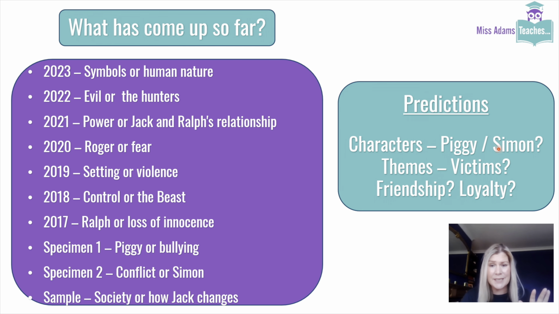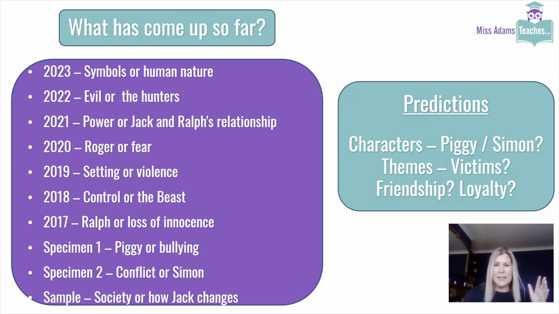The other thing that I noticed is that all of the theme-based questions have been quite negatively framed, maybe not so much last year, but it's evil, power, fear, violence, control. There's not been anything that's positively framed. So I wondered, well, maybe friendship, or a spin of that, maybe even something like loyalty. And then that would give you an opportunity to look at the allegiances that develop between Ralph and Piggy, and then perhaps more interestingly, Jack and Roger, because that's a loyalty rather than a friendship. So that could be worth looking at.